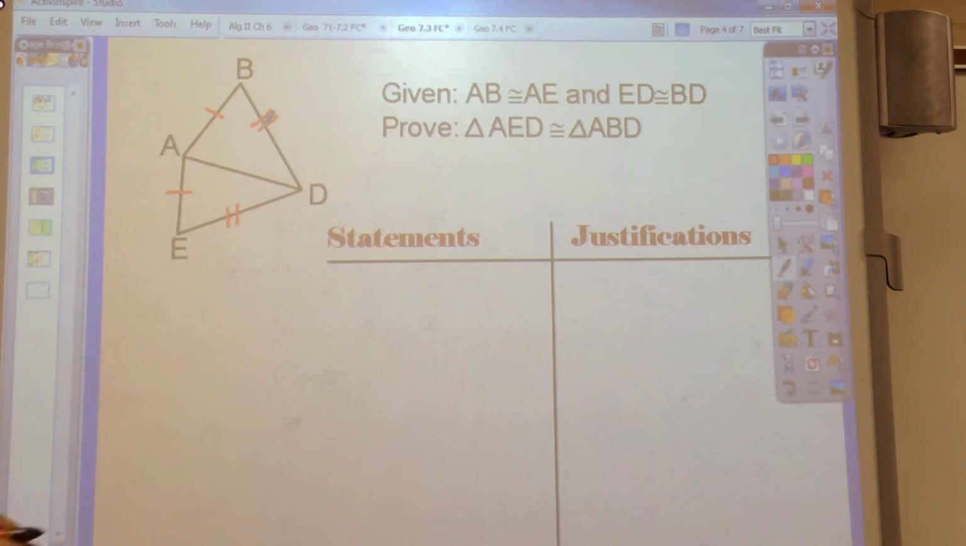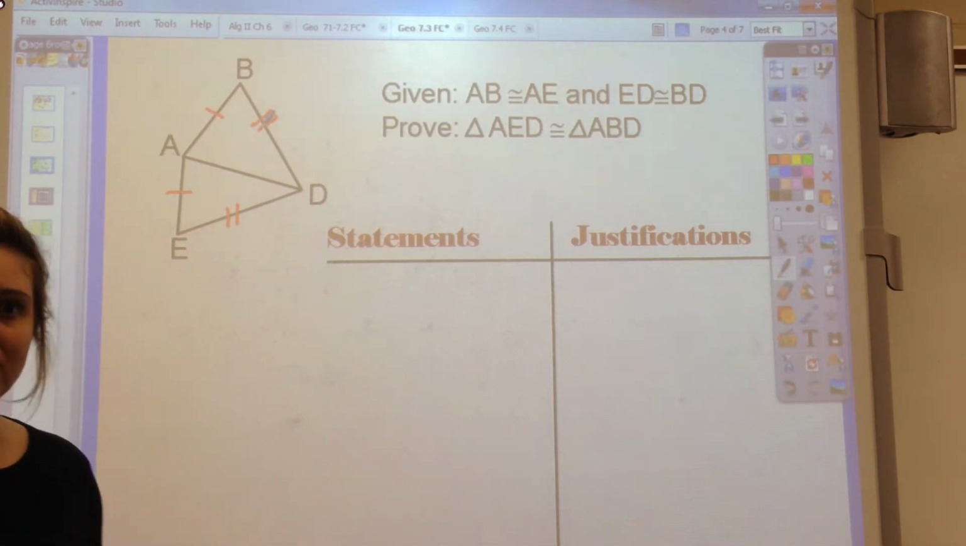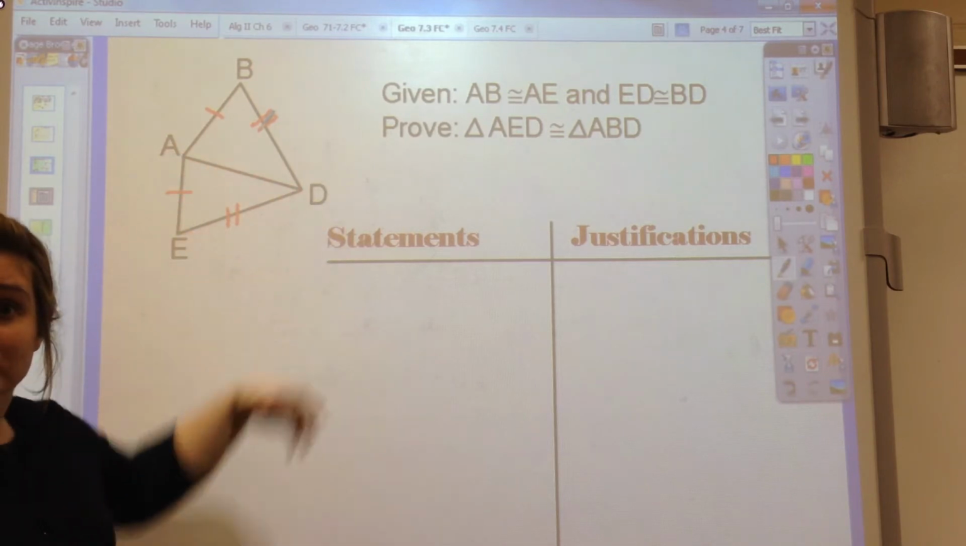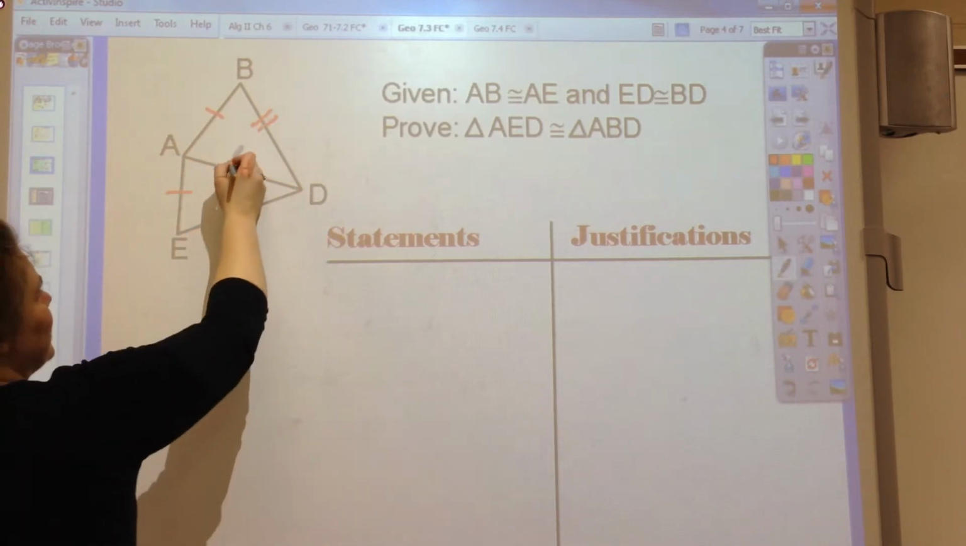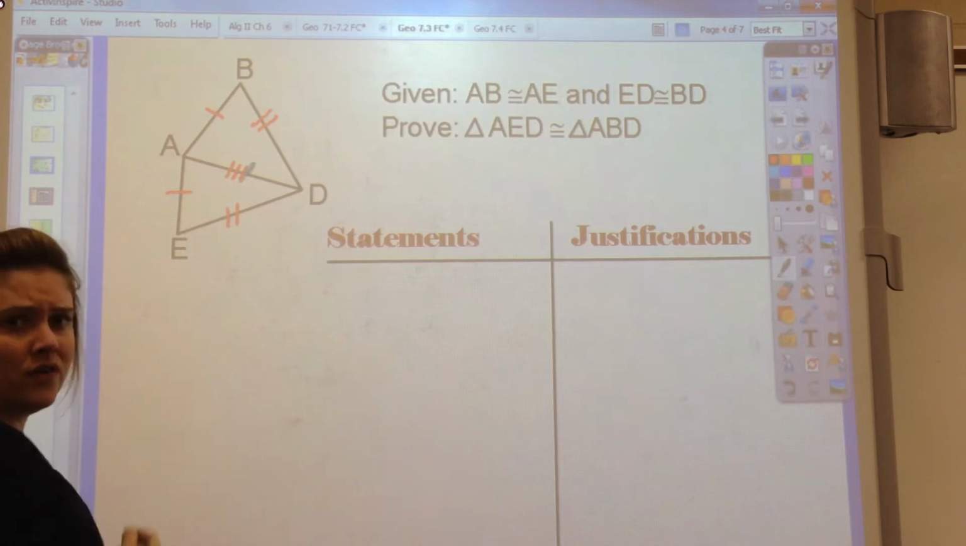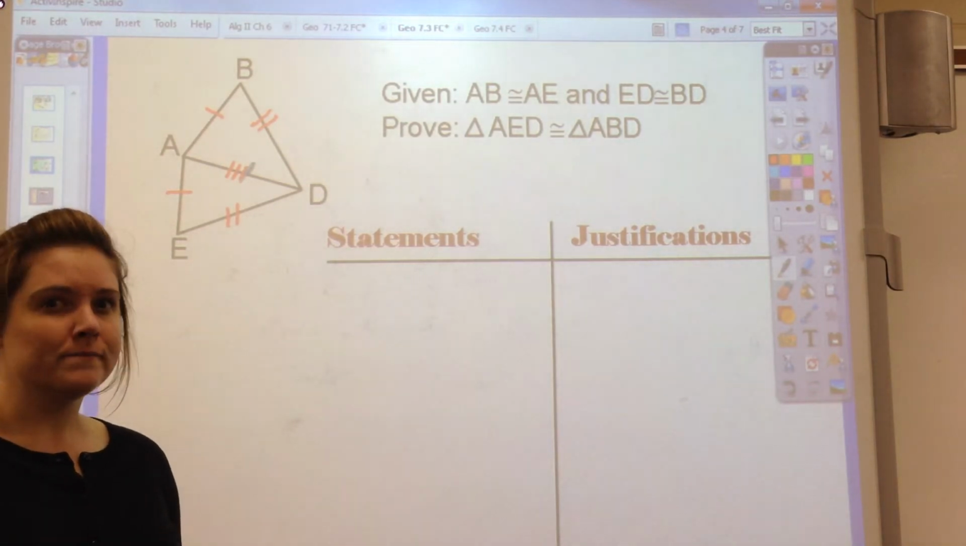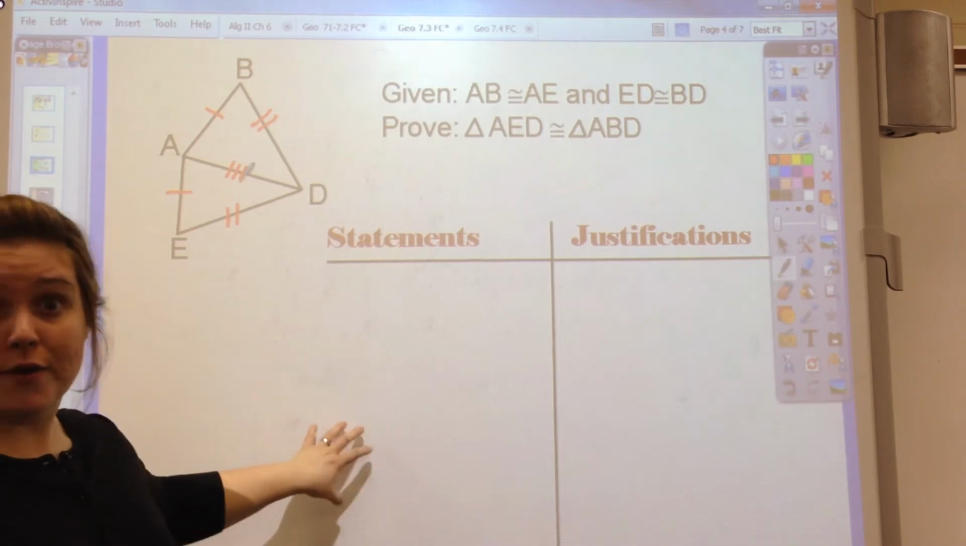Now, do you notice anything else that the figure gives you? Hopefully you'll notice that they share this side length. Would you agree with that? So that side length has to be equal to itself. Now, what property says something is equal to itself? Think about that for when we write in our proof.